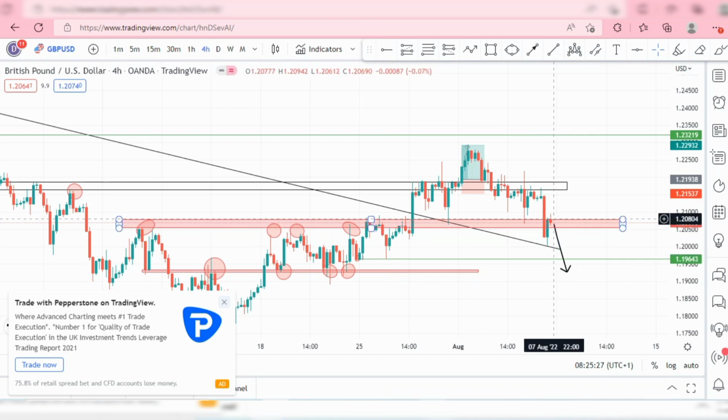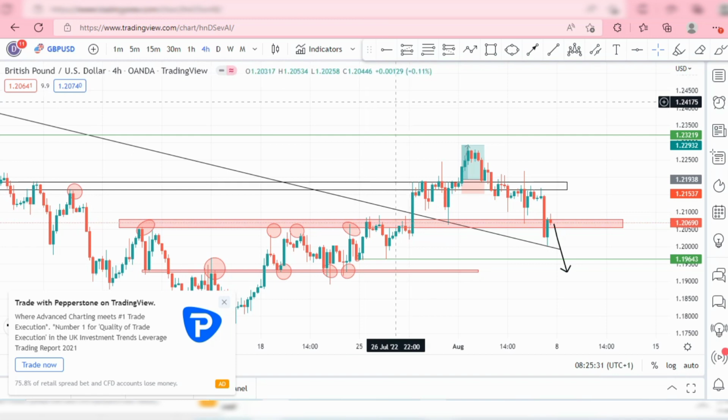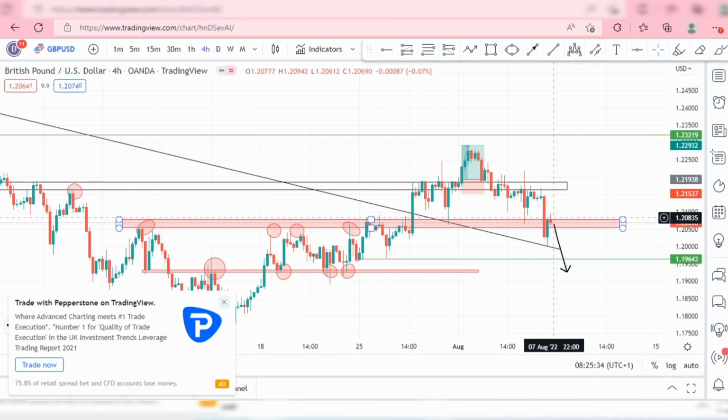On the other hand, if the next 4 hour candle closes bullish and closes above most likely the high of this candle, and I don't just mean a wick up, I mean the candle actually closes bullish above the high of this candle, then most likely price will be bullish, back up to this resistance area over there.